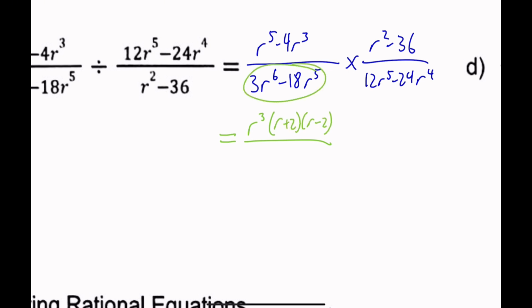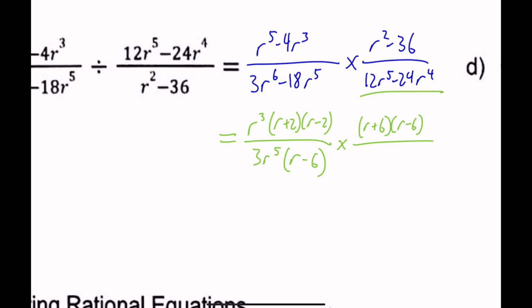And then all over, we can take out 3r to the 5th power, so 3r to the 5th power times, this gives us r, and this gives us 6, right? So that's what's going to happen, r minus 6. And then multiplied by, we see that this is also a difference of squares, so that's going to be r plus 6, r minus 6. And this is going to be, if we take out 12r to the 4th, then that's going to be r minus 2. Like that, right?